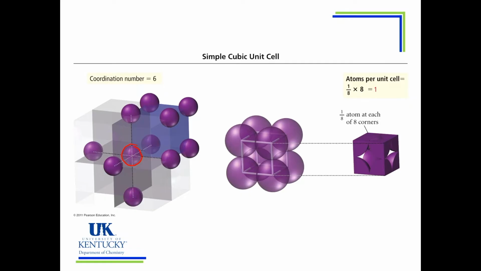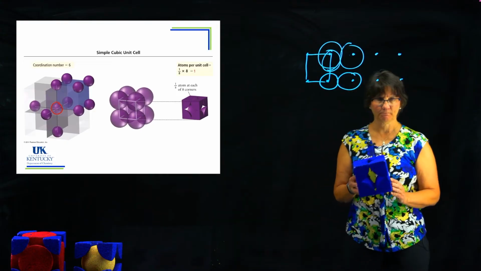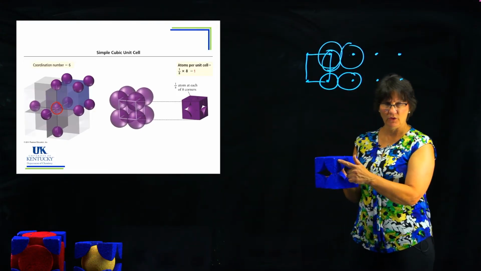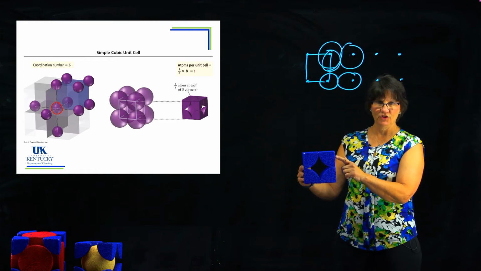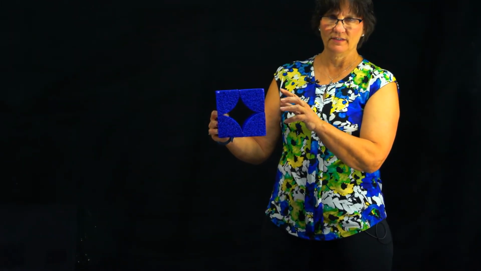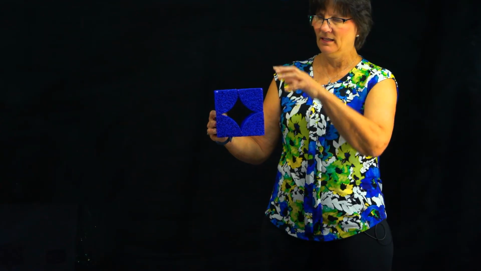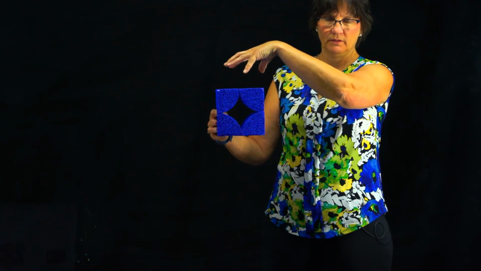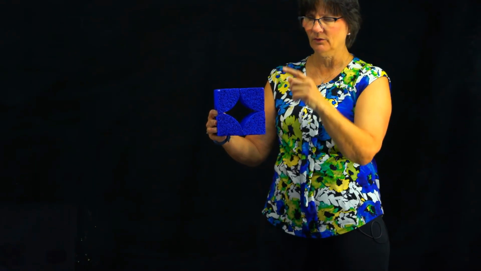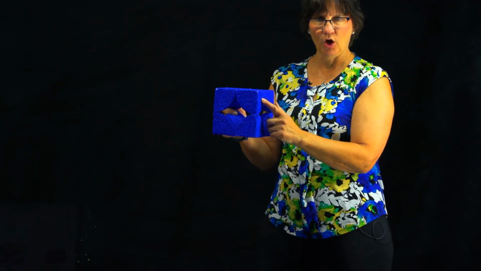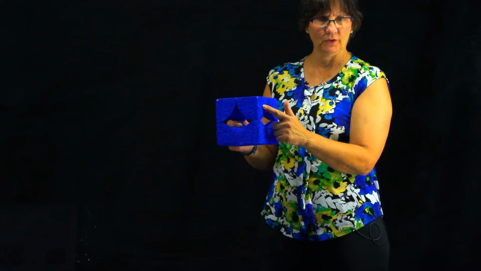So let me pick up my little model here again. And let's focus on this guy right here. He is in this unit cell. He's in the unit cell sitting right beside it. He's in a unit cell above it. He's in a unit cell that's coming in at a diagonal to it. That's 4 unit cells. This guy right here is only 1/8 of a sphere.